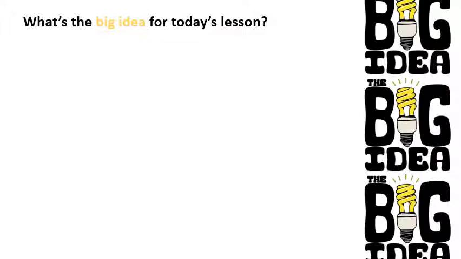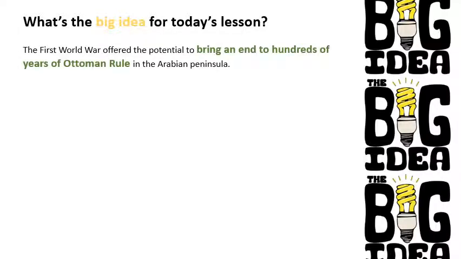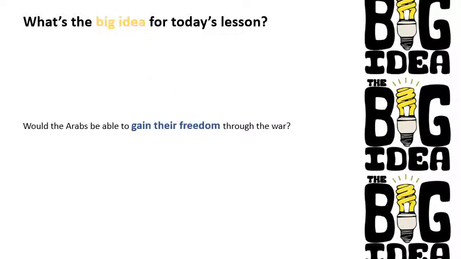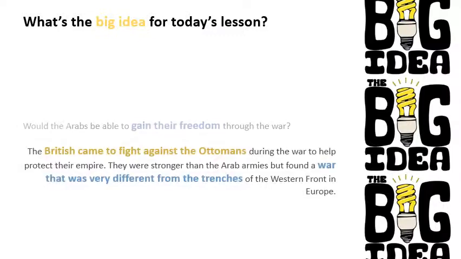So here's the big idea, which I hope will help you understand what we're learning about. The First World War offered the potential to bring an end to hundreds of years of Ottoman rule in the Arabian Peninsula. Before the Ottoman Empire, Arabs had actually at one time been united by a large and successful Islamic empire. Think back to year 8 social studies in particular, because we have studied that before. So, would the Arabs be able to gain their freedom through the war? That is a big question we're going to come back to over the next few weeks.